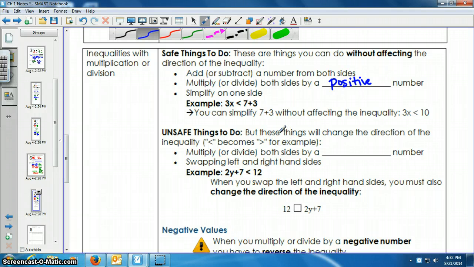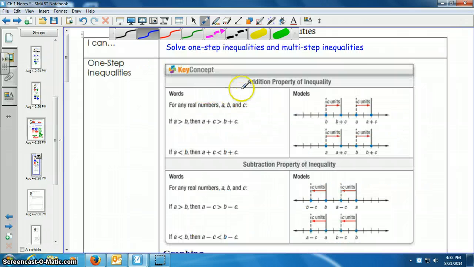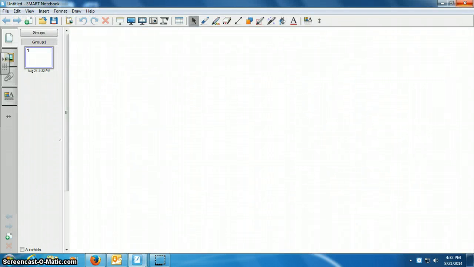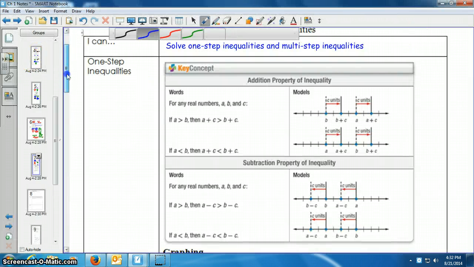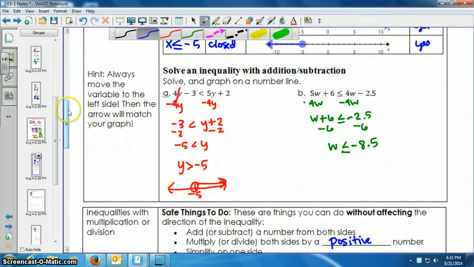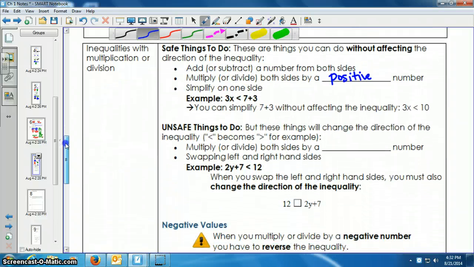So for an example here, we have 3x is less than 7 plus 3. You can simply simplify 7 plus 3 without affecting that inequality.